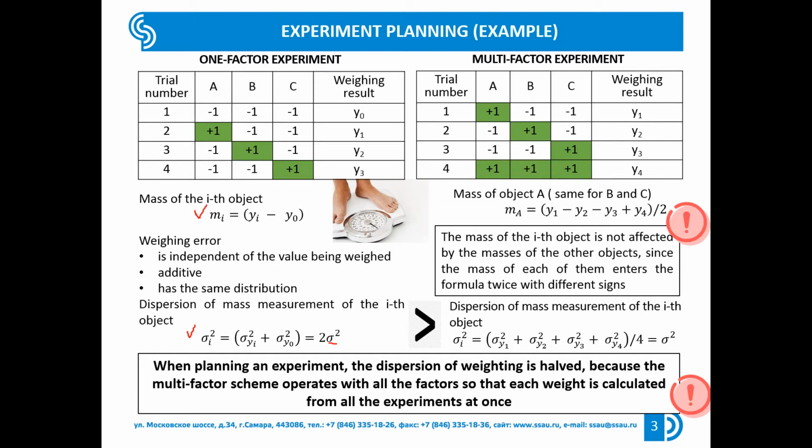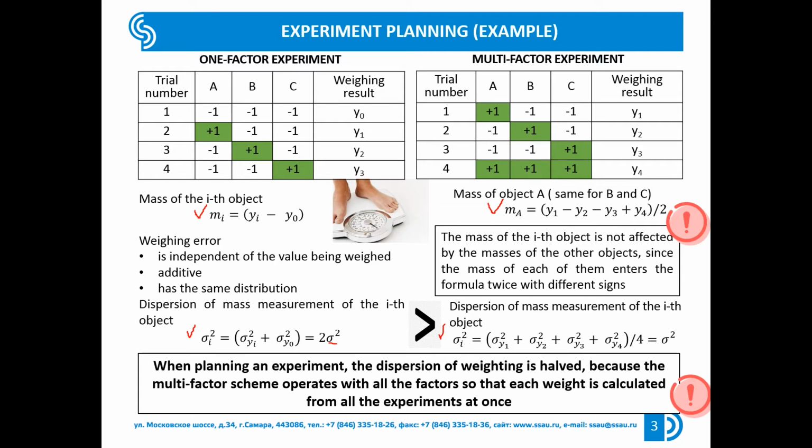The mass of the object A will be given by the formula. The masses of the objects B and C are found using similar formulas. In this formula, the mass of the i-th object is not affected by the masses of other objects, because the mass of each element enters the formula twice with different signs. Let us now find the dispersion of the i-th object associated with the weighing error.